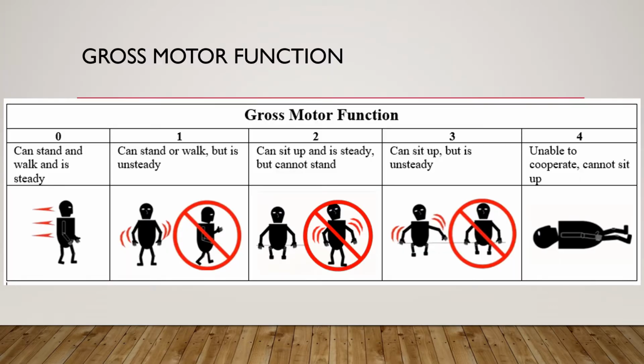When assessing gross motor function, you will look at a couple of things. Does the patient have a steady gait when walking? This would be a score of 0. A score of 4, on the other hand, would be a patient that does not cooperate at all or move on its own.